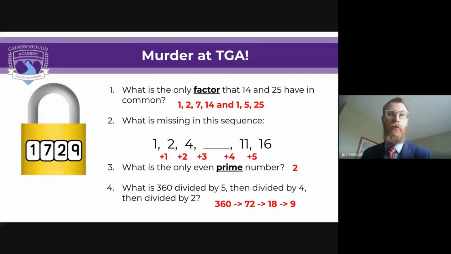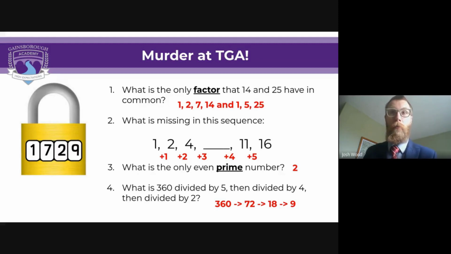The third question was, what is the only even prime number? Now, for this question, you needed to know what a prime number was. So a prime number is a number that has only got 2 factors. That means it can only be divided by the number 1 and the number itself. So 2 is an example of a prime number. That's the answer to this question. So numbers that will divide into 2 are 1 and 2.